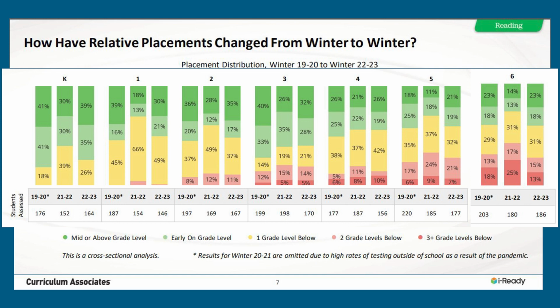In grade 4, the dark green is back to where it was pre-pandemic. Grade 5, the dark green is above where we were pre-pandemic. Grade 6 is the same. Grade K, 1, 2, and 3, they're getting there, but they're trending in the right direction.